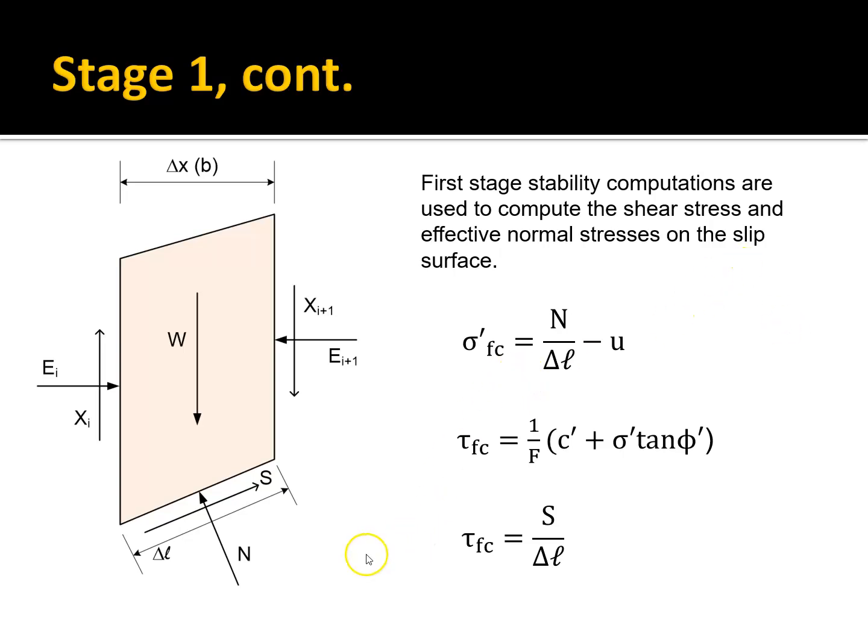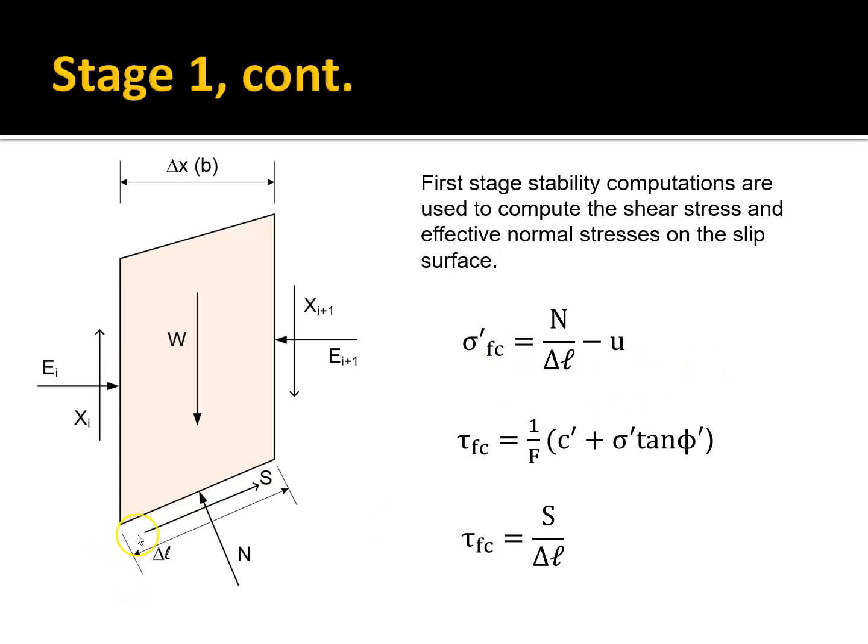This is the free body diagram we had earlier. We have the normal force N. So sigma prime FC means the effective normal stress on the failure plane at the end of the consolidation stage, and that is equal to the normal force at that point divided by delta L minus the pore pressure. So this is how we calculate that effective stress.